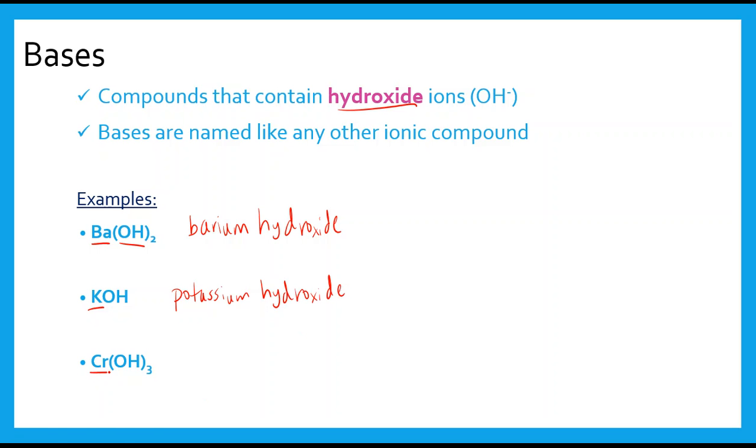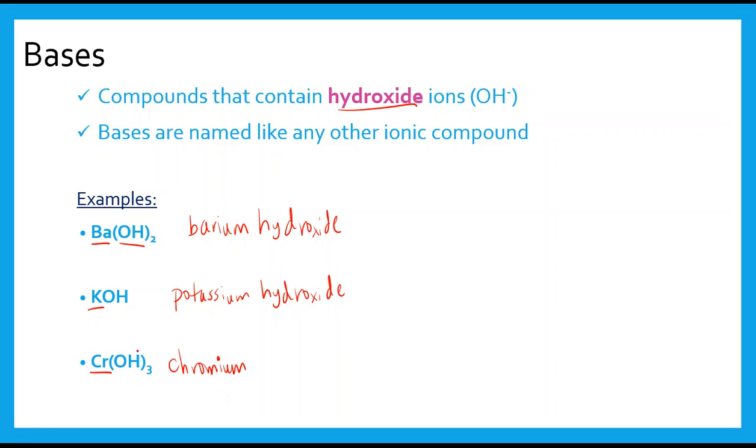Last but not least here, Cr. What's Cr? Chromium. Does chromium need a Roman numeral? Yes, chromium is in the transition metals section, so we do need to figure out the Roman numeral. It's not zinc, silver, cadmium, which are exceptions. So yes, this one's going to require a Roman numeral.